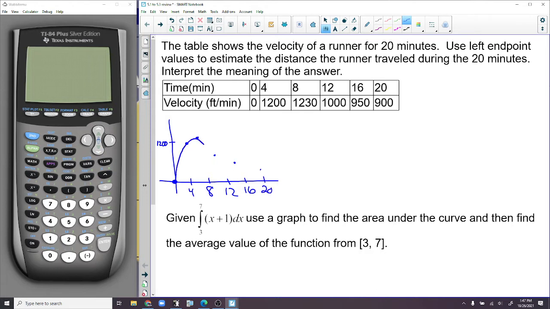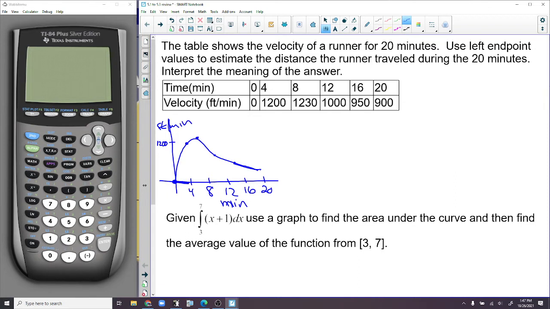So now we could connect this with maybe some sort of smooth curve that we think, well, the runner's just not going to all of a sudden accelerate quickly because they're running. So we assume that it's a nice smooth run, so it's a nice smooth curve. But we're going to estimate this is velocity, so this is feet per minute, and this is down here at minutes. So if we multiply the two together, we get feet. We get the distance the runner traveled. But we're going to use left endpoint.